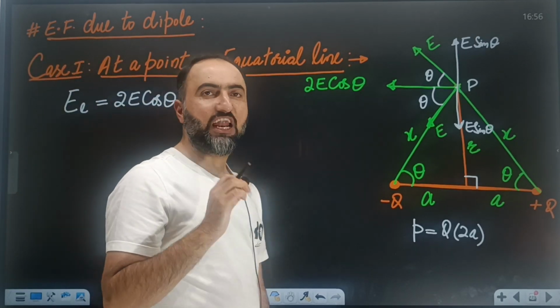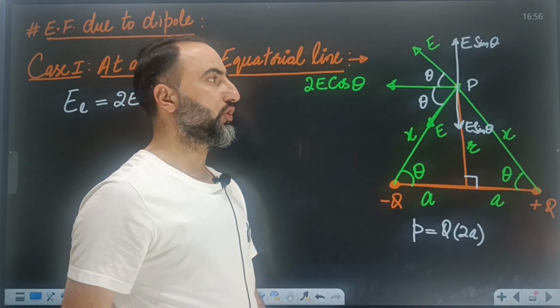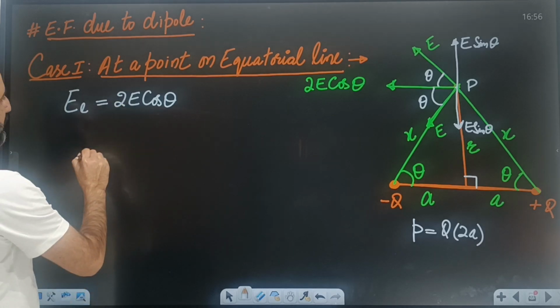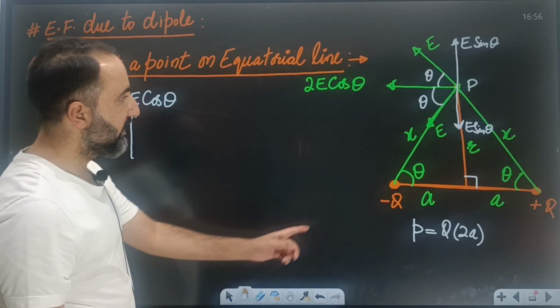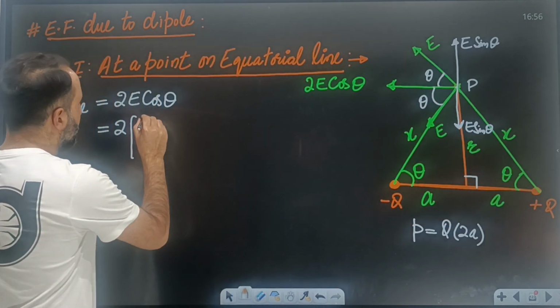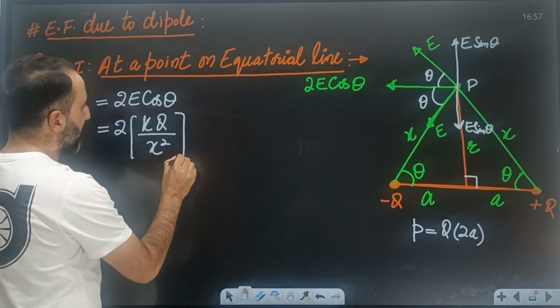Here E is the electric field due to one point charge, and cos theta is simply base divided by hypotenuse. So look, son, what we will do here. Concentrate here. Let me first write down 2, and E is the electric field due to the point charge. For example, this is the point charge. Because of it, the electric field here will be k into q divided by distance, and the distance here is x, so kq by x square.